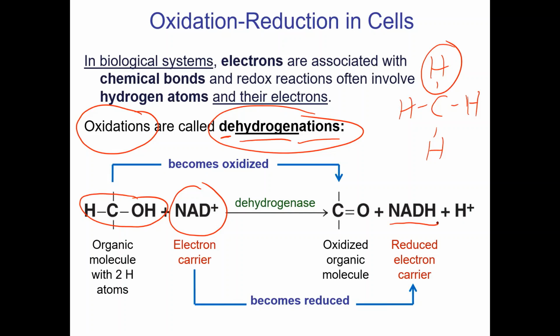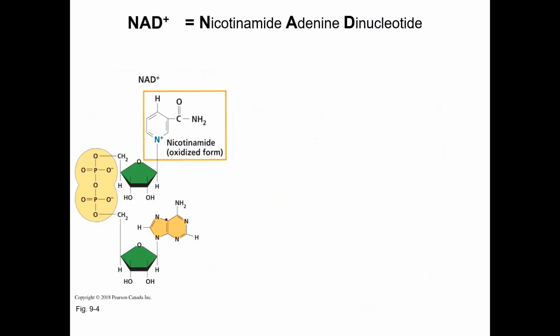So I want to take a minute and talk about this NAD plus thing, okay? So this is an electron carrier. So what do I mean by that? So here's NAD plus, by the way. You don't need to know the full word. It stands for nicotinamide adenine dinucleotide. So that's why we call it NAD. It's much easier just to say NAD. So this is actually derived from niacin, which is like, I don't know, vitamin B3 or something like that.